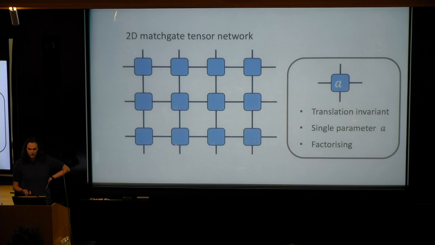So again, I will consider a translation invariant tensor network just defined by one single parameter, and due to the fact that it's just one single parameter, these match gates are factorizing. Note that this looks maybe similar to a PEPS, but it's not a PEPS because there are no physical open indices.